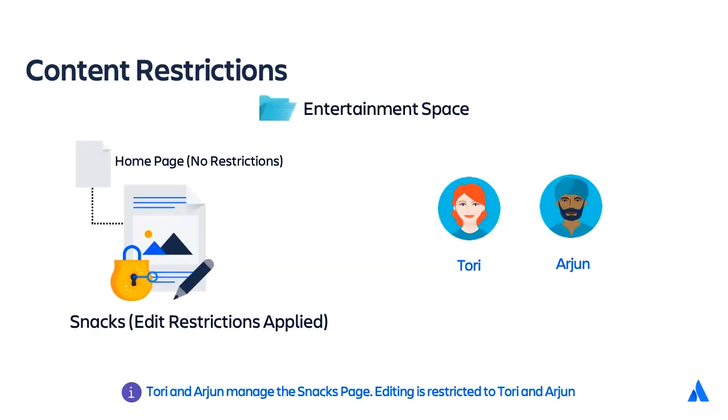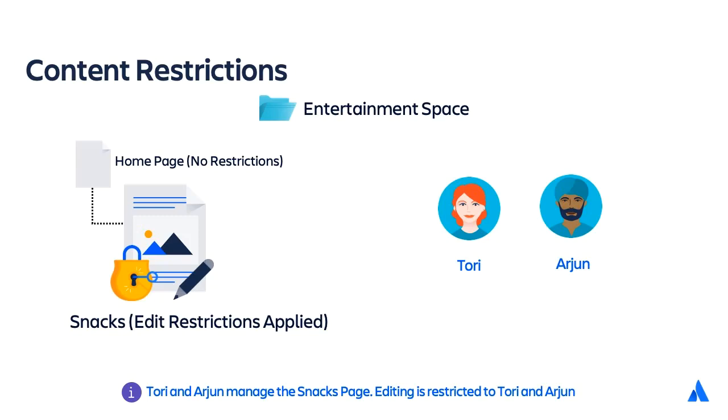Let's look at an example of edit restrictions. We'll look at the way edit restrictions impact users' access to a page. We're going to look at a page named Snacks in the Entertainment space. There are no page restrictions applied to the home page, which is Snacks' parent page, so no view restrictions are inherited. Tori and Arjun have applied edit restrictions to the Snacks page. They are the only two users who can edit the Snacks page right now.